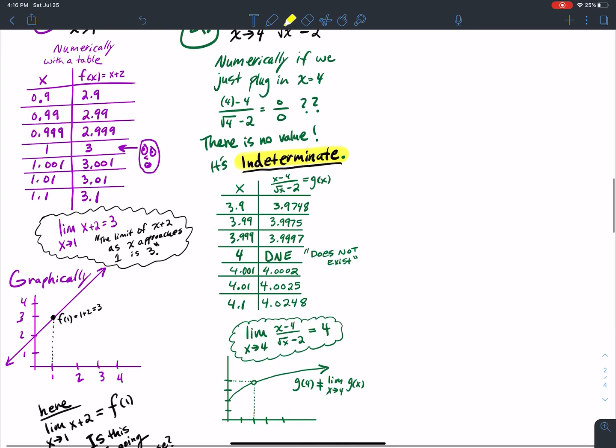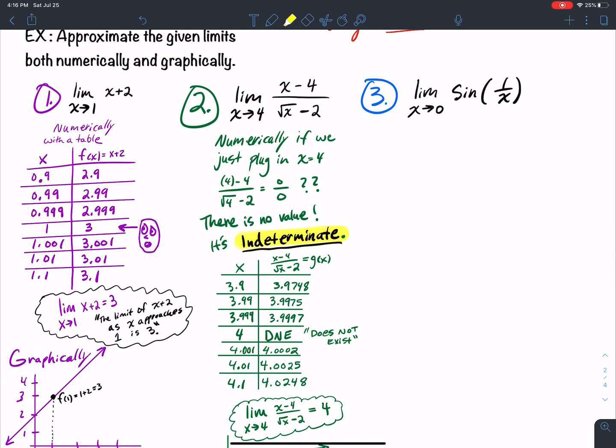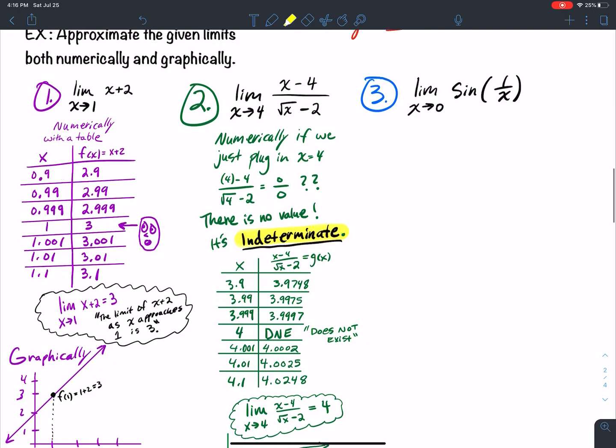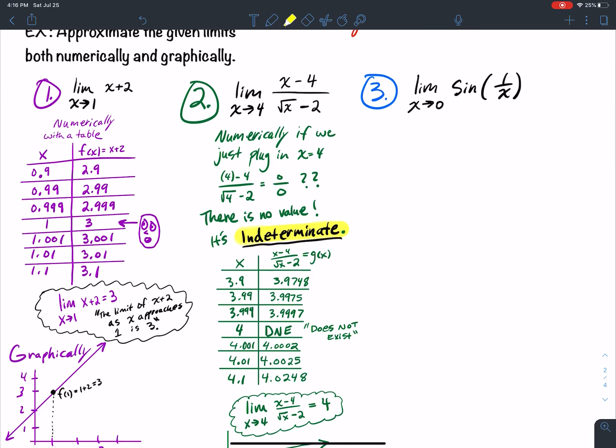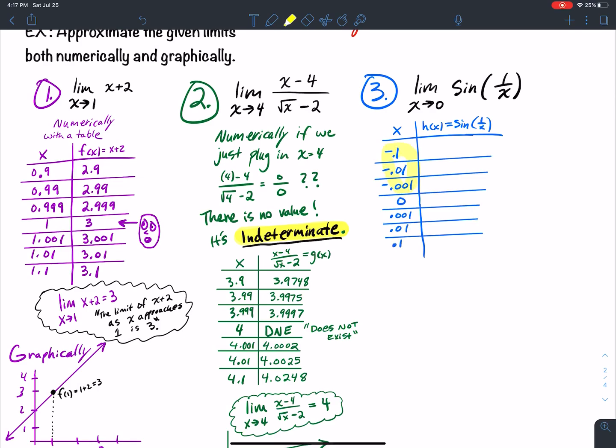All right. The next one here, and the last example we're going to do in this video, is the limit as x goes to 0 of the sine of 1 over x. Very interesting function we got going on here. All right, so with this one here, we're going to set up our table, okay? And I'm going to have values that are near 0 on both sides, okay? But whenever I plug them in, I get weird values. What do I mean by weird values?